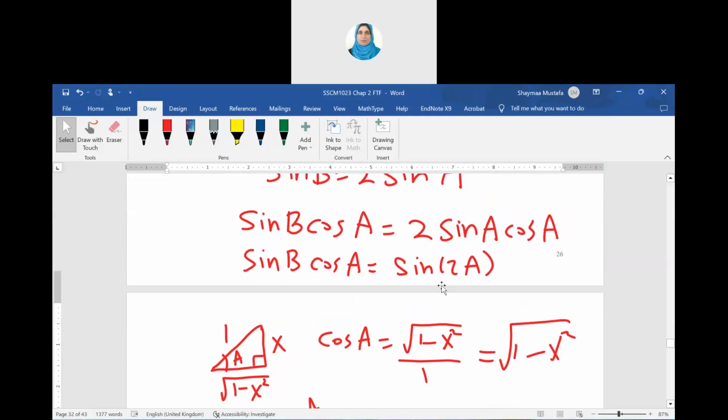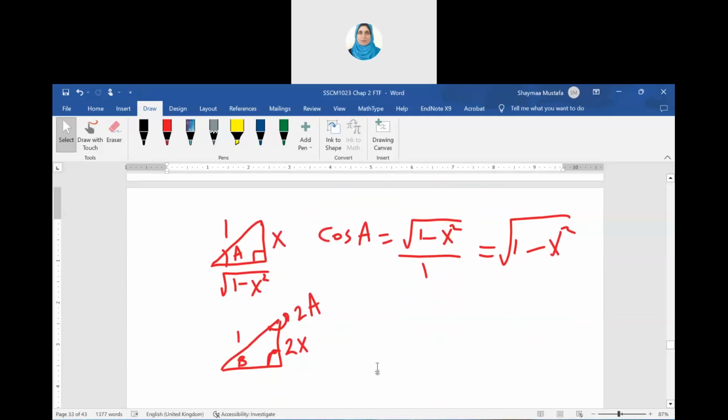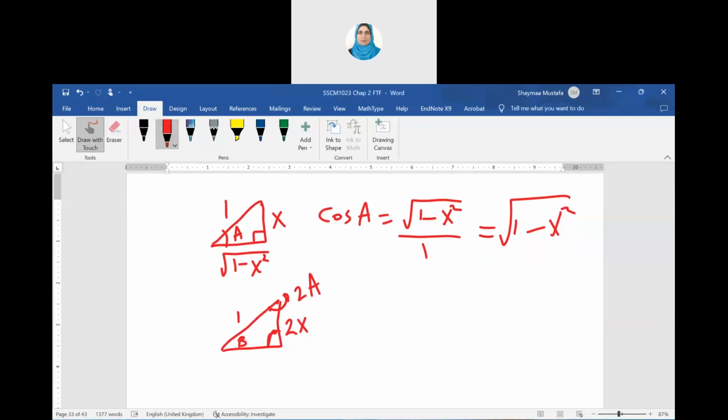Okay. From here, you can calculate sine 2A. But before calculating sine, you have to calculate this one. The adjacent here is equal to the root of 1 squared minus 2x squared, which is 4x squared. So from this triangle, sine 2A is equal to the root of 1 minus 4x squared. This is why I didn't go back to use 2 sine A cos A.